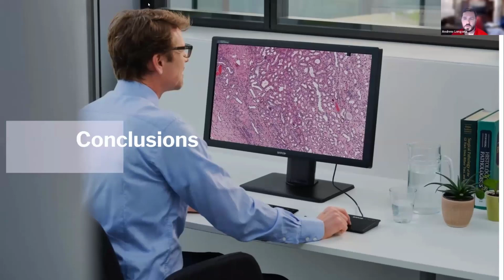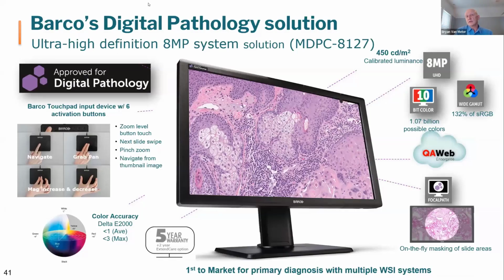Okay, so I'm going to go to the conclusions. I recognize we're 8 minutes out before this should end. How do you conclude this? What we've concluded is we looked at all of these things. This is not a commercial. This is an educational program. But we looked at all of these elements of what is needed in pathology, and we brought something to the market a couple of years ago.